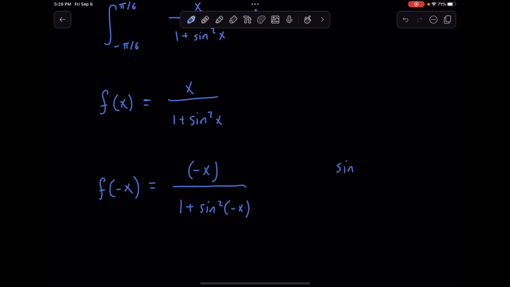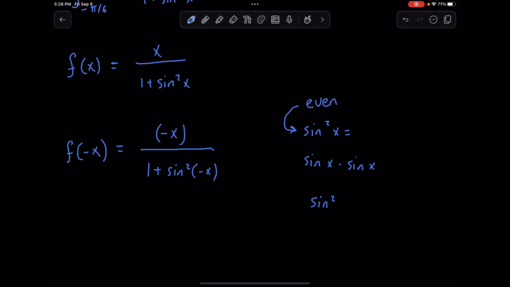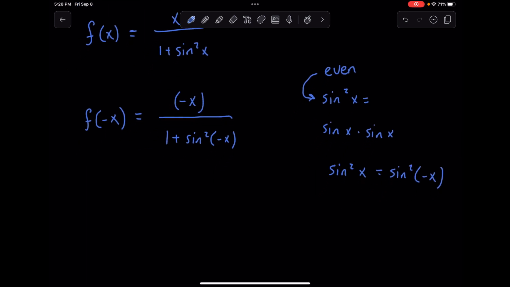We know that sine squared x is the same thing as sine x times sine x. And we know that the function sine x is odd. We also know that the product of two odd functions is always even. So that means that sine squared x is even. In other words, sine squared x is equal to sine squared of -x. Using that information, we can simplify this to say that f of -x equals -x over 1 plus sine squared x.